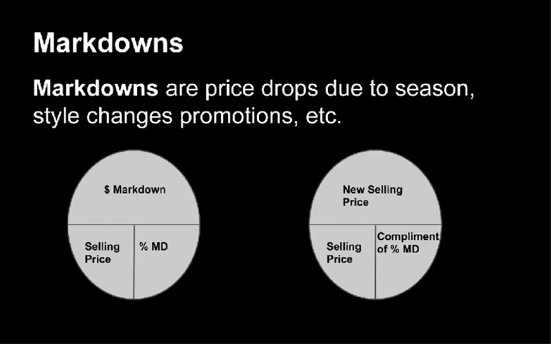In this video we're going to talk about finding markdowns. There's two PBR circles we're going to use when we find markdowns. One gives us selling price, percent markdown, and then the dollar amount markdown. And the other one will give selling price, the complement of the percent markdown, and give us our new selling price, or what we actually have to pay.